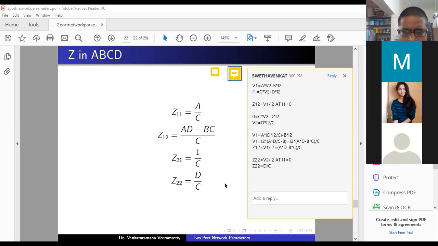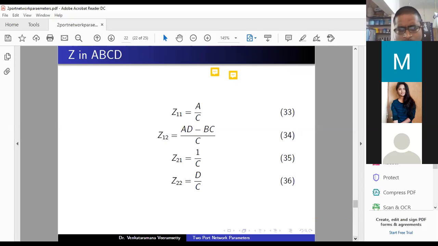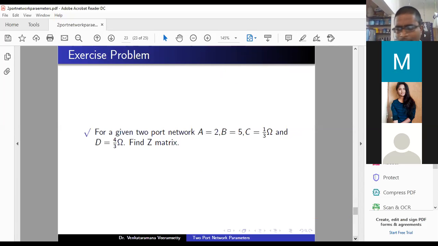Right. So now we move to this exercise problem. I will provide this exercise problem later.